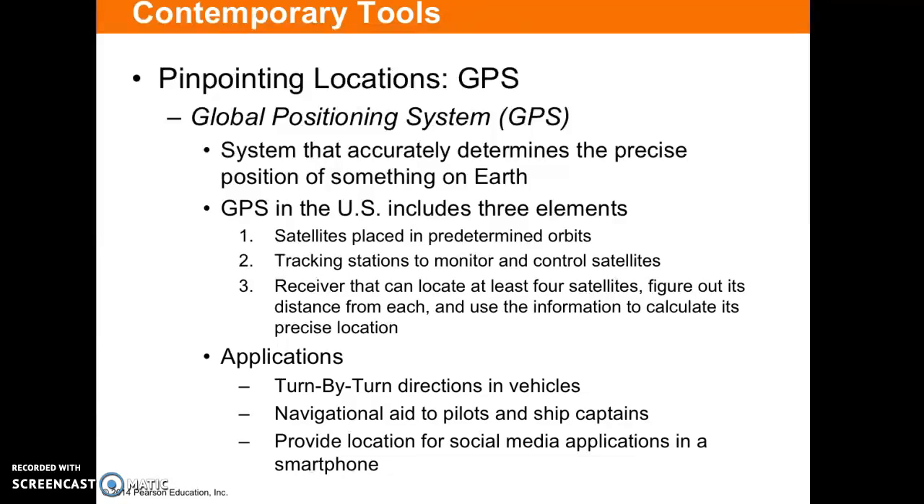So if you're using GPS in the US, we have satellites that are placed in predetermined orbits to do that remote sensing. And then they have the analysis of that data, and then you use it as a system. We have tracking stations that monitor and control those satellites. And then there's a receiver that can locate at least 4 satellites, figure out its distance from each, and use that information to calculate a precise location. And what do we use it for? Turn-by-turn directions in vehicles, navigational aid to pilots and ship captains.